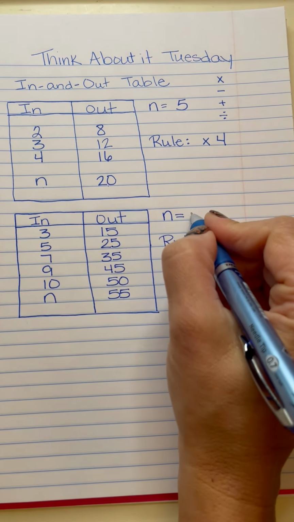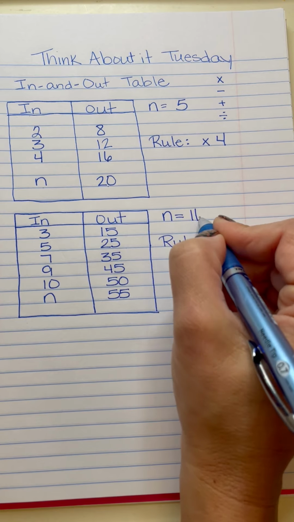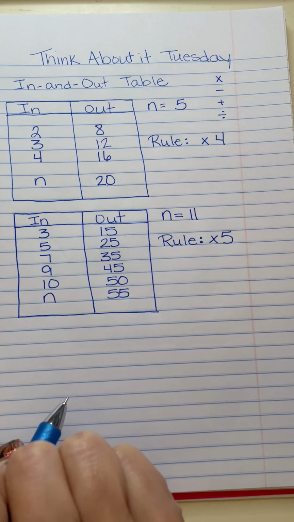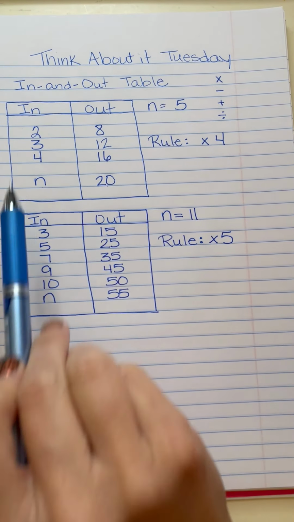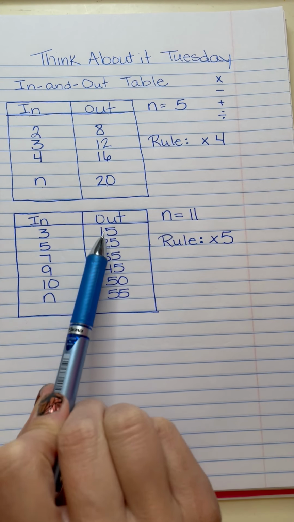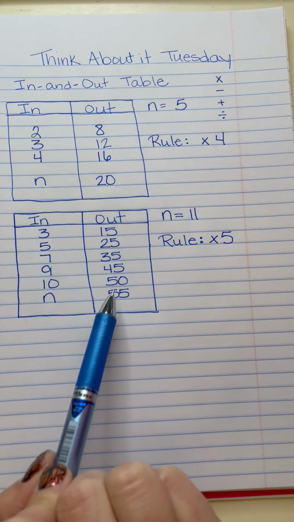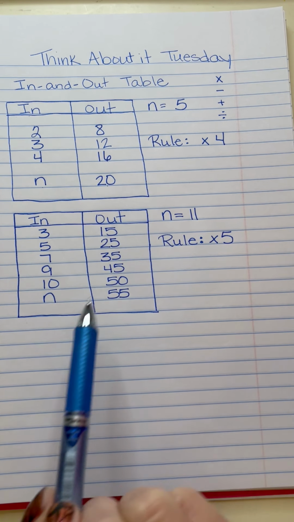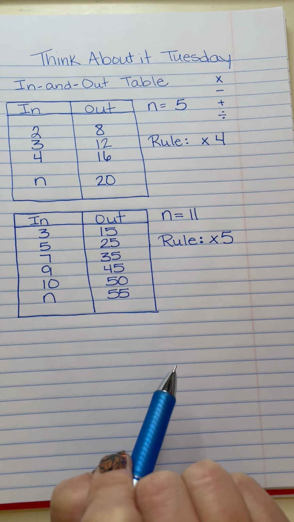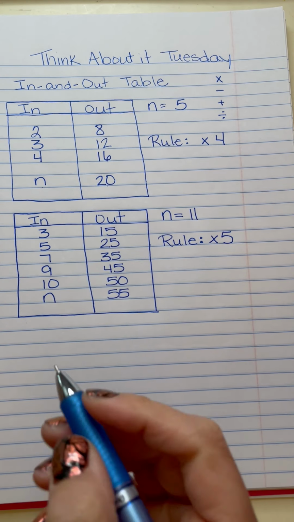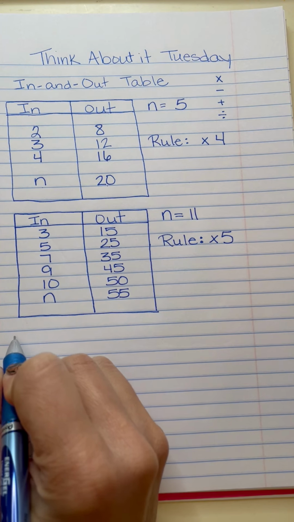That's correct. It has to be 11, because 11 times 5 is 55. Okay, so now I showed you a couple of simple ones, and I went sort of in a pattern to help you discover what the rule is, but sometimes you might have to do more than one operation. So this time I'm going to give you the rule.